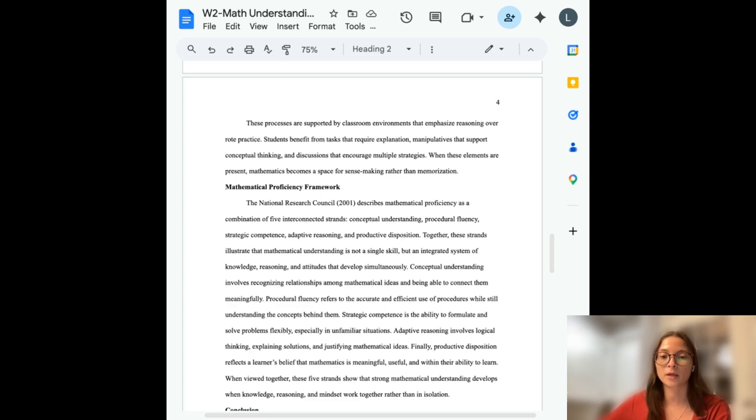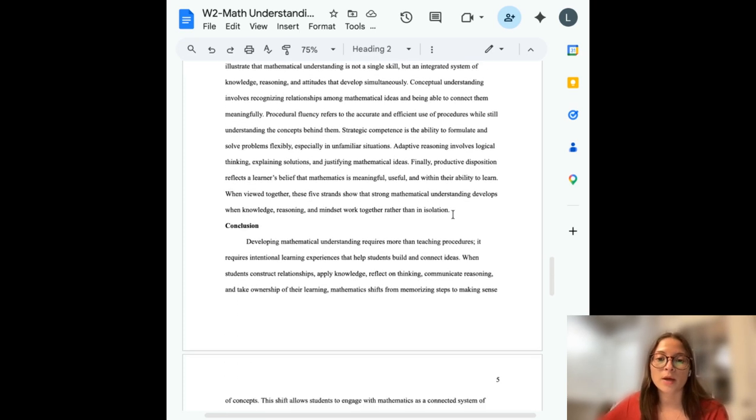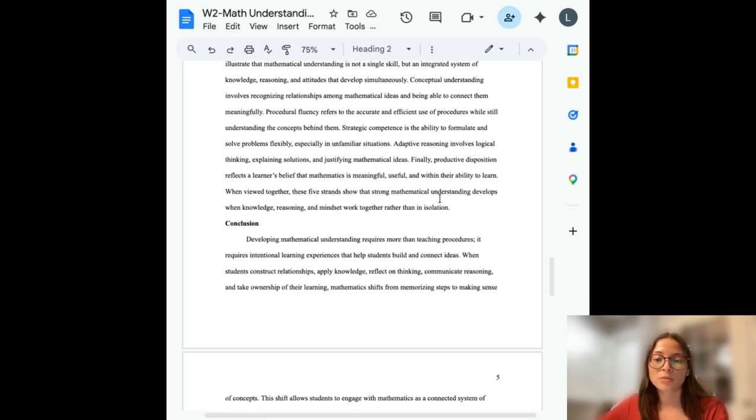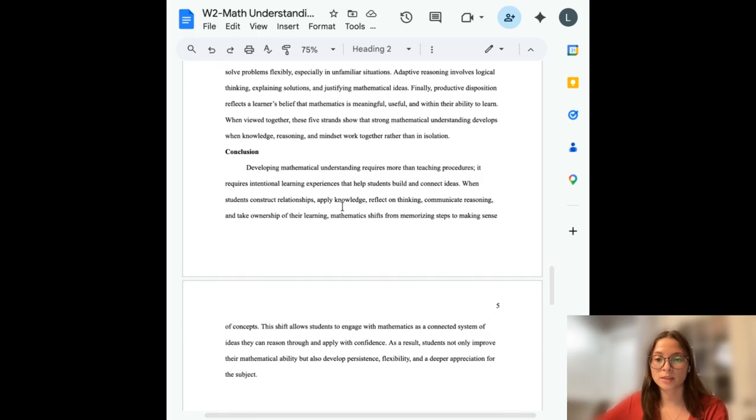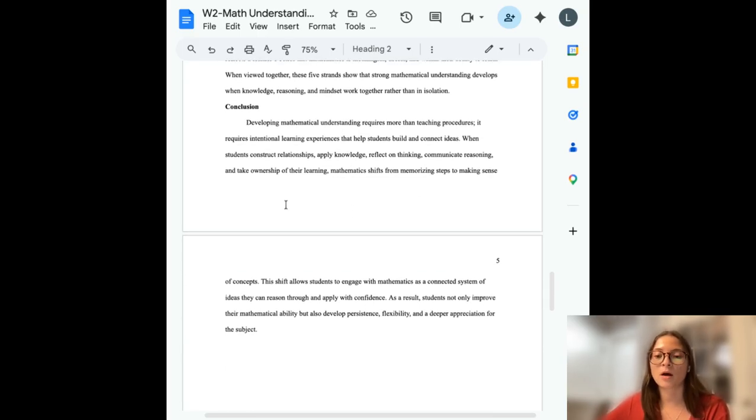Overall, my rationale is that mathematics should be taught as connected and meaningful processes rather than memorization of steps. When students are given opportunities to reason, communicate, and reflect, they develop deeper understanding and confidence in mathematics.